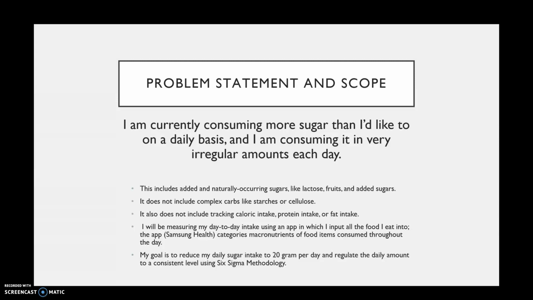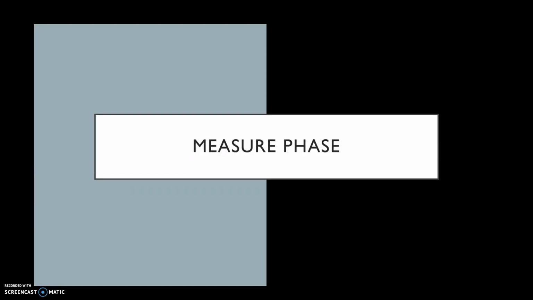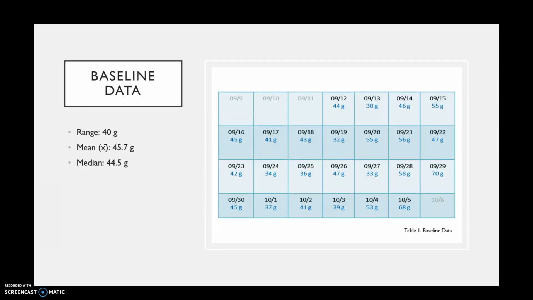I came up with 20 grams because in my mind that seemed like a good balance of what was healthy for me in terms of how I'd be getting enough nutrition and making sure I was eating enough calories for my high energy diet and high energy lifestyle, while also making sure I wasn't consuming too much sugar and causing those symptoms. So I'll enter the measure phase now, and this does include me gathering baseline data.